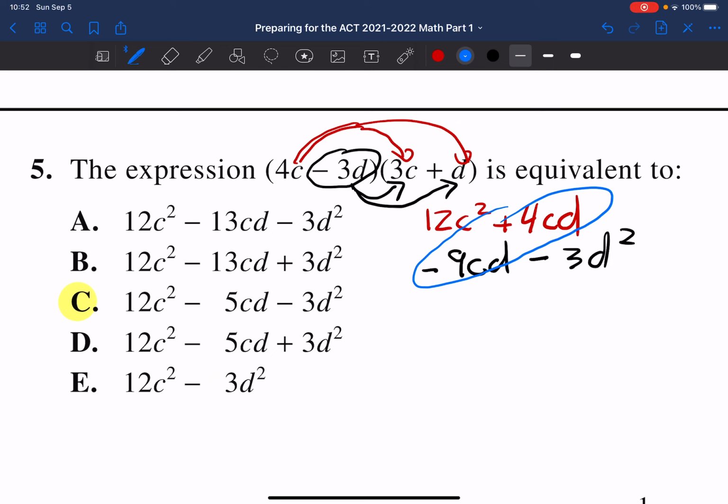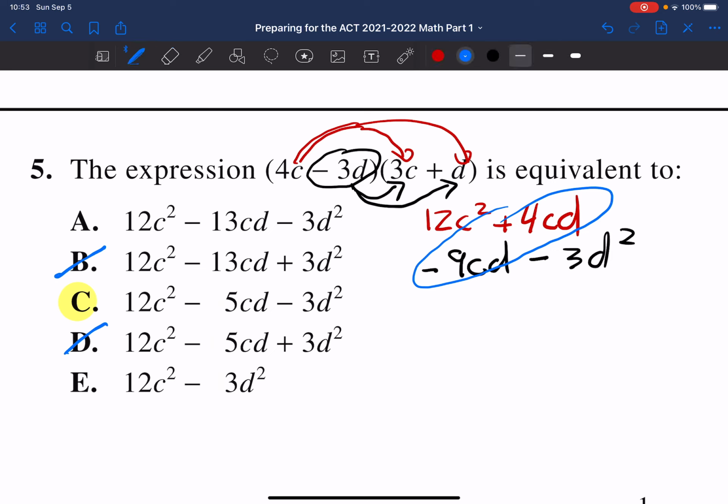Now these two middle terms are going to combine. But what we can do is we say, all right, well, this has to have a c squared. This is not going to combine. So all our answers have a c, 12c squared. Can't eliminate anything with that. But our answer also has to have a minus 3d squared. So that means we can eliminate letter B and letter D because those have positive 3d squared, which is not what we want.